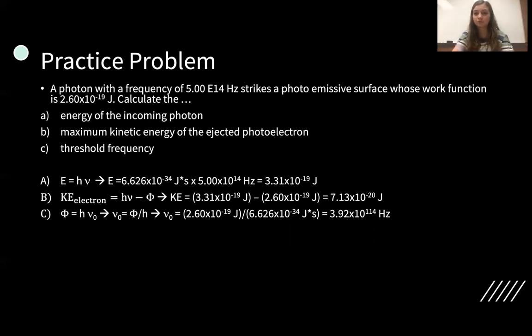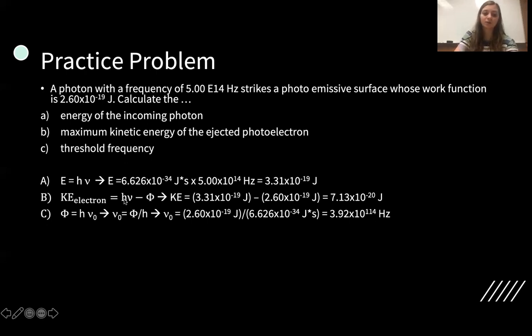Okay, we're going to use one of those equations from the previous slide for the kinetic energy of the electron. And we have the work function, so we're going to use the one with work function in it. The kinetic energy of the electron equals Planck's constant times the frequency minus the work function. Okay, so we just sub in what we know there, and the kinetic energy is, so we already calculated this.